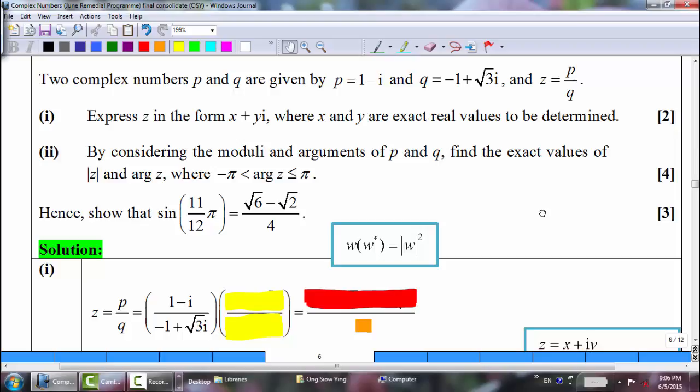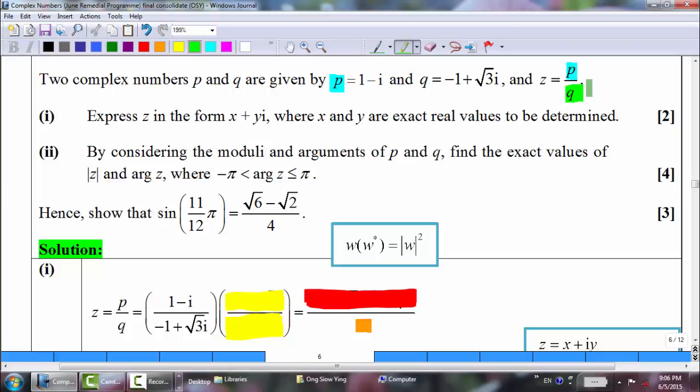Okay, first part, given P and Q, your job is to find Z. So P is given to be 1 plus i, and Q is given to be minus 1 plus square root 3 i. So how do you find your Z? Basically, just substitute your P and Q inside, and then you have to find the complex number in the form of x plus iy for Z. Your P and Q are already in the form of x plus iy.